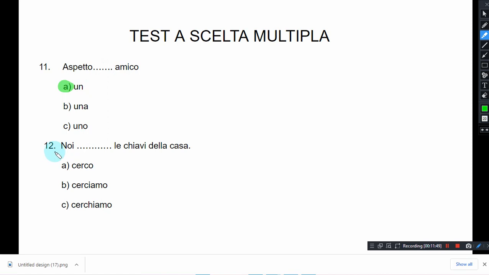12. Noi, blank, le chiavi della casa. Noi, blank, the keys of the house. We are looking for. The verb cercare means to look for. And when conjugated in the first plural person, noi, we, it should be, is it A, cerco, B, cerchi, or C, cerchiamo? The right answer is C, cerchiamo. Cerchiamo le chiavi della casa.